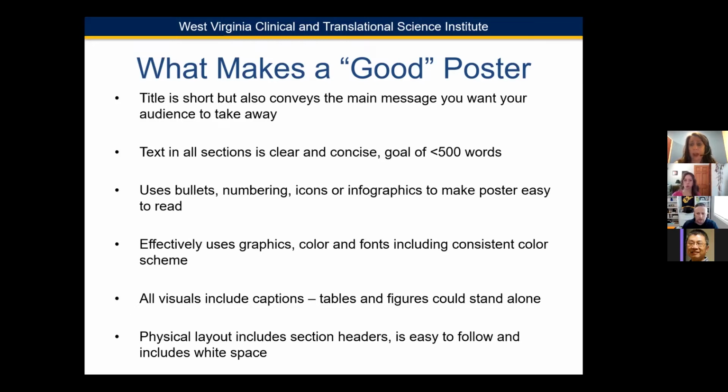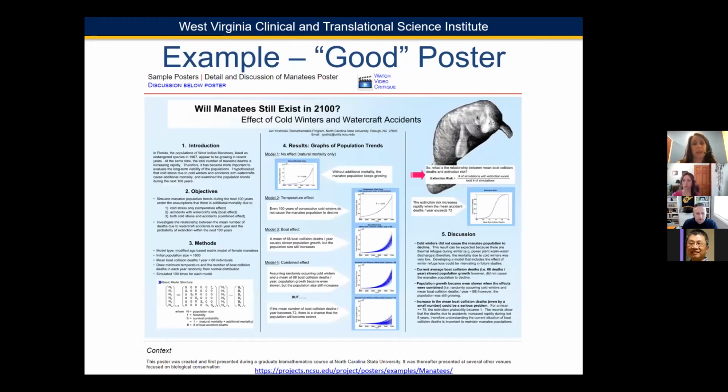All your visuals should include captions or some type of explanation. So again, if someone came up and you didn't happen to be at your poster at the time, they could take a look at your figure and read the captions and be able to understand the main point that you're trying to make with the data that you chose to display on your poster. Providing section headers within your poster and including white space is also very important. Like if you're doing a grant proposal, the goal is to have white space there, right? So that it makes it easier physically to read.